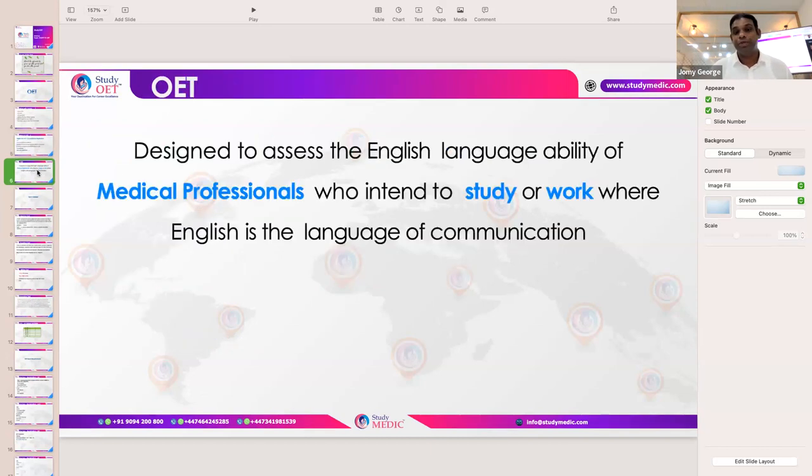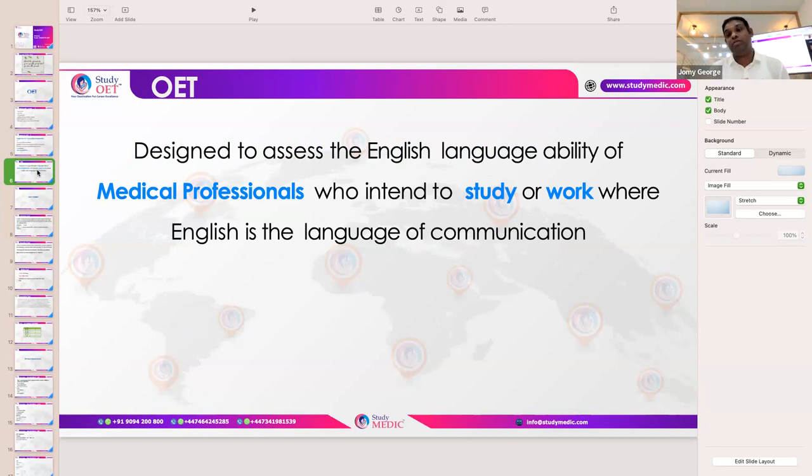So why? What is the reason? It is designed to assess the English language ability of medical professionals who intend to study or work where English is the language of communication. Work, registration, study. Some healthcare universities in those countries.